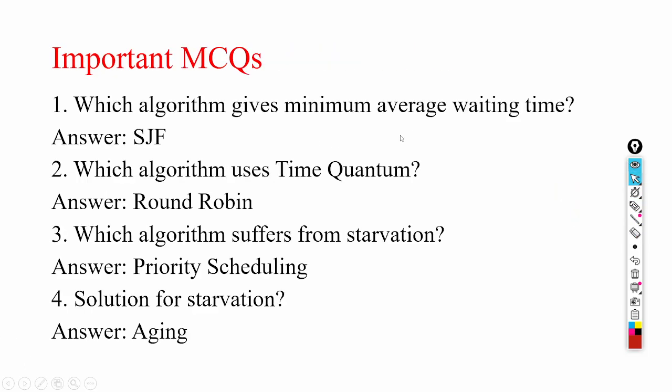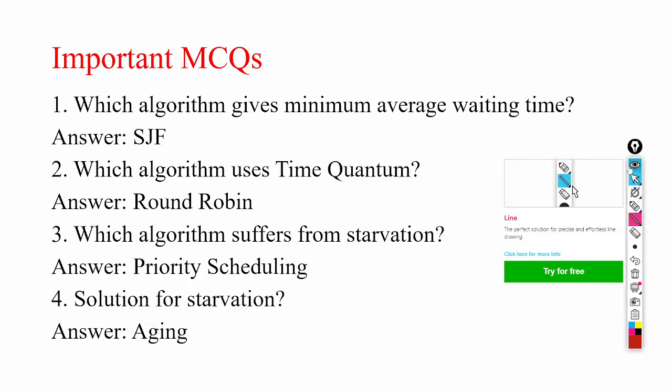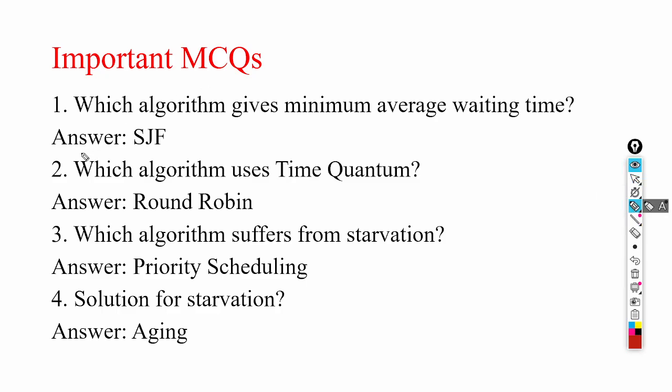Moving to the next slide. There are some important questions that are repeatedly asked in competitive exams. Make sure you remember both the concepts and the reasons behind the answers. Which algorithm gives minimum average waiting time? The answer is SJF, shortest job first. Which algorithm uses the time quantum? Round robin. What is the time quantum? For each CPU process there is a fixed time, and that fixed CPU time we call the time quantum.